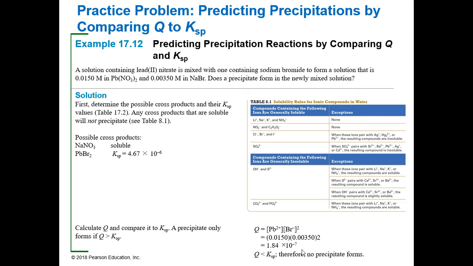We compare Q to K, right? So our KSP was 4.67 times 10 to the negative 6. This Q number is smaller. So our Q is smaller than our KSP, and therefore we are not going to get a precipitate. So we can figure out, are we going to get a precipitate by comparing our Q to our KSP value?